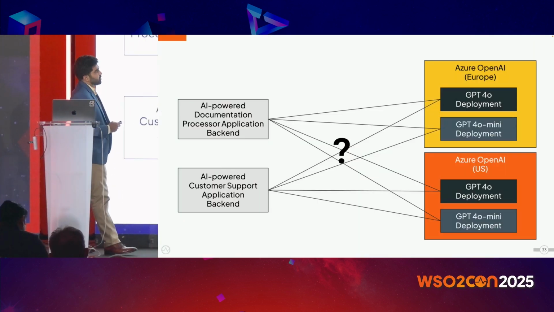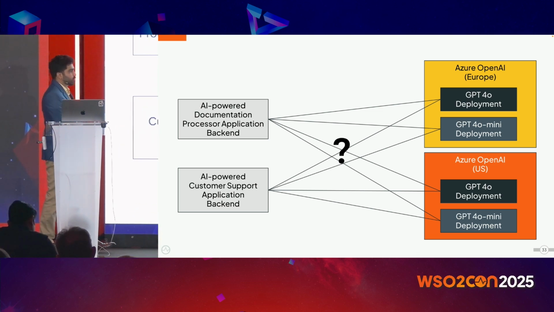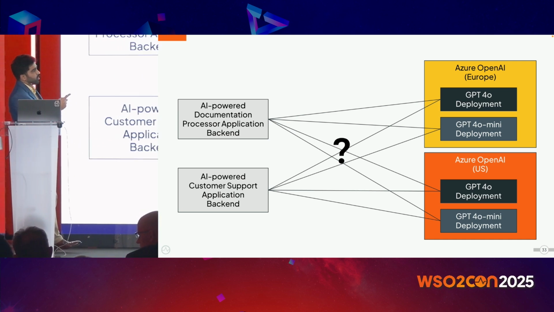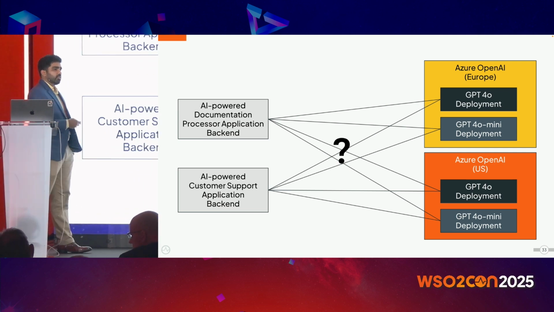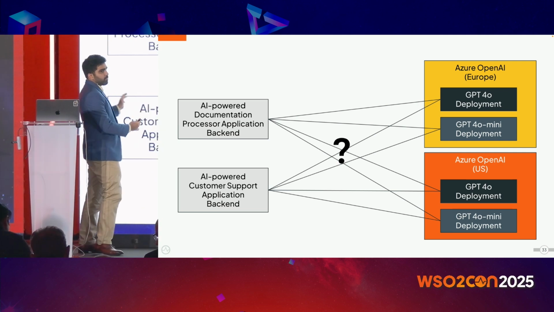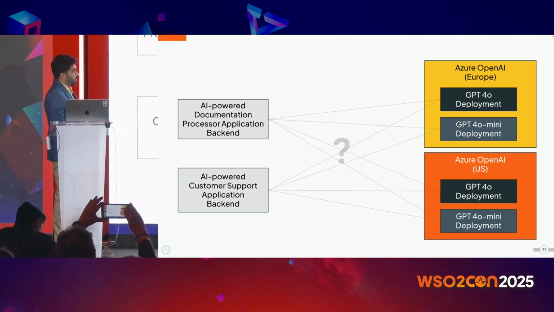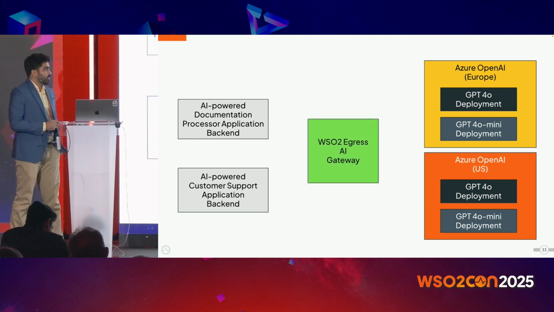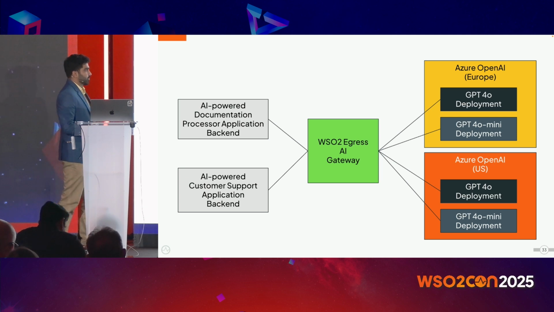So this is basically a small diagram I just made to show you what sort of complexity we actually minimize. If you can see here, we have 2 different regions, 2 different deployments running, and it can be a headache for application developers to incorporate all this logic into the applications and handle it themselves, and it's pretty messy. So now we bring in the WSO2 Egress AI Gateway, where you can manage all these requests that are going out and have much more control and visibility into what's happening.